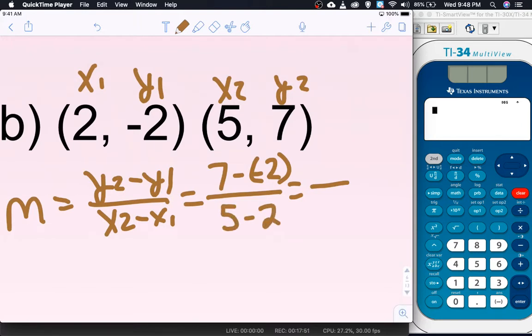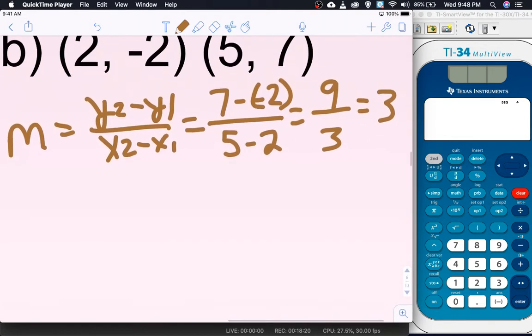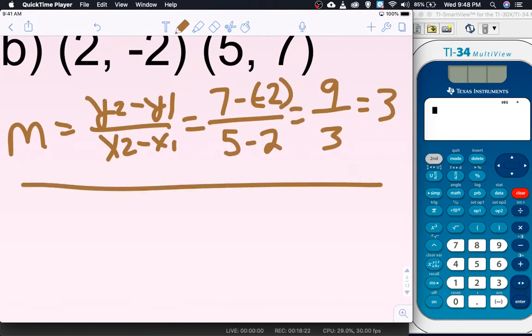And if I'm going too fast, and you have no clue what I'm doing, you might want to go back and watch the video on finding the slope of a line. We did a whole bunch of them. Then we do the math across the top and the math across the bottom, and I'm going to get 9/3, which simplifies to 3. That is the slope of the line that goes through these 2 points. So I've found the slope. Now we must find the y-intercept.